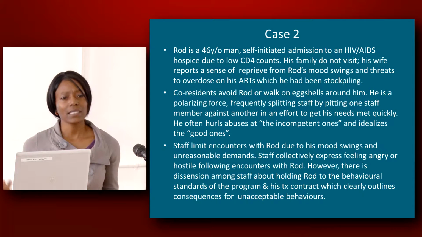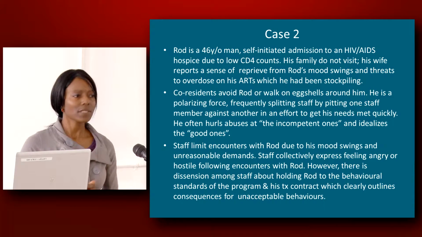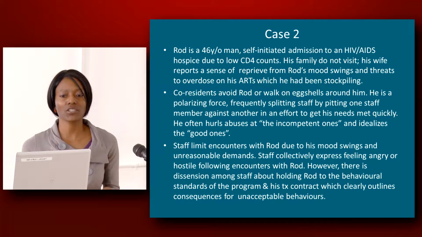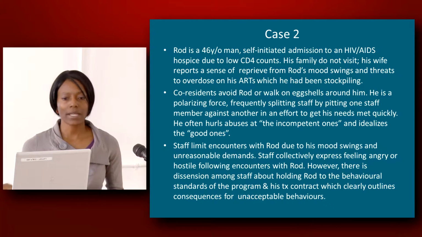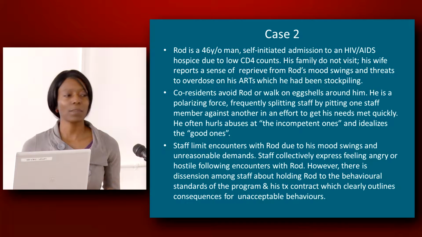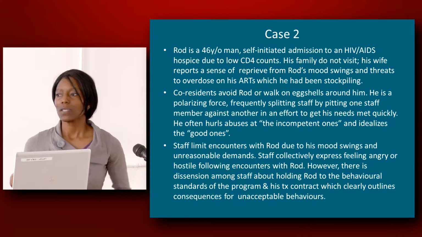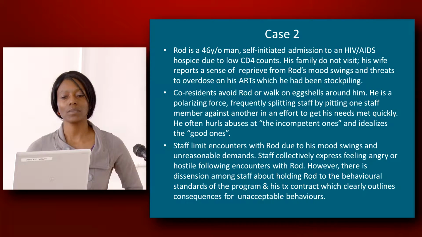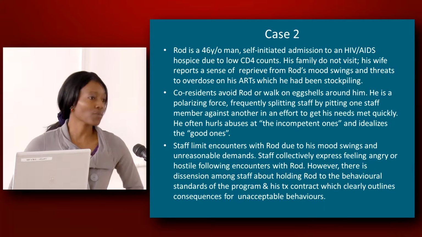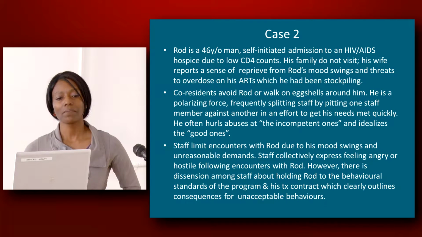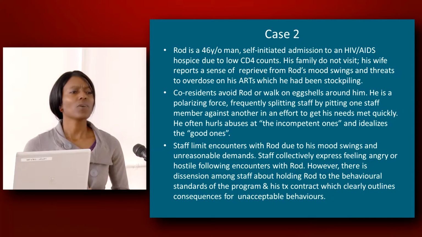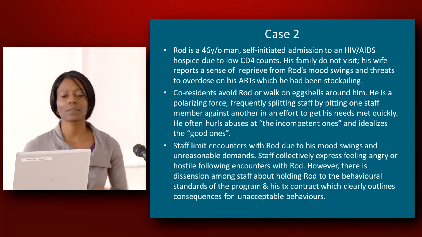Now, once he's in the facility, staff notice that a lot of the co-patients will go out of their way to avoid him, or they walk on eggshells around him. He's a very polarizing force. He frequently splits staff by pitting one against the other to have his needs met immediately. And he'll often be very verbally abusive. He talks about the incompetent ones with respect to staff and idealizes the good ones, which he tends to spread to other patients and tell them, well, don't let nurse A help you. She's not very helpful. This is the really good nurse.